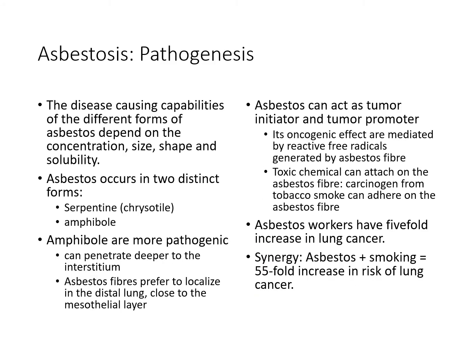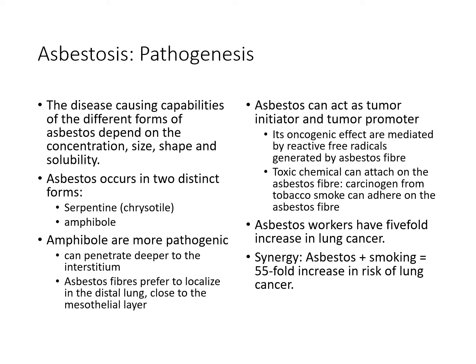Remember, cancer in the pleura is called mesothelioma. The disease-causing capabilities of the different forms of asbestos depends on its concentration, its size, its shape, and solubility. Asbestos occur in two distinct forms, serpentine and amphibole. The amphibole type are more pathogenic because it can penetrate deeper to the interstitium, and asbestos fibers prefer to localize in the distal lung, close to the mesothelial layer.